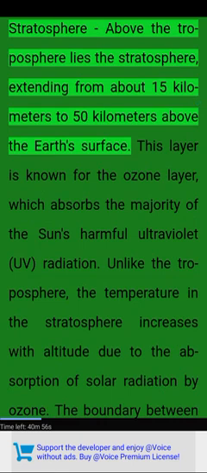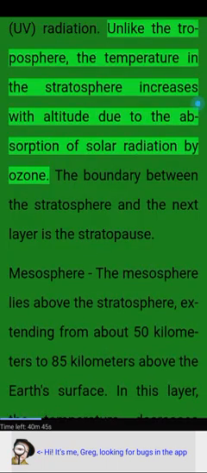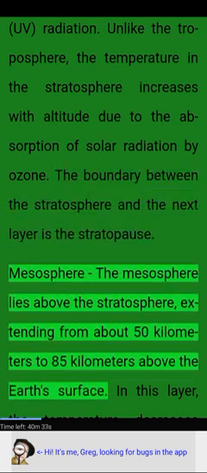Stratosphere. Above the troposphere lies the stratosphere, extending from about 15 kilometers to 50 kilometers above the Earth's surface. This layer is known for the ozone layer, which absorbs the majority of the sun's harmful ultraviolet, UV, radiation. Unlike the troposphere, the temperature in the stratosphere increases with altitude due to the absorption of solar radiation by ozone. The boundary between the stratosphere and the next layer is the stratopause.